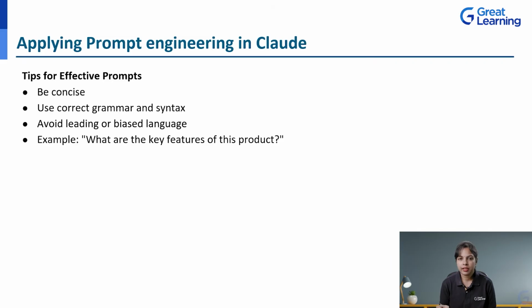Avoid leading or biased language, okay? So biased language should not be used. For example, what are the key features of this product? You're talking about key features, but "this product" is not referring to anything. So what product you are exactly talking about should be specified here.